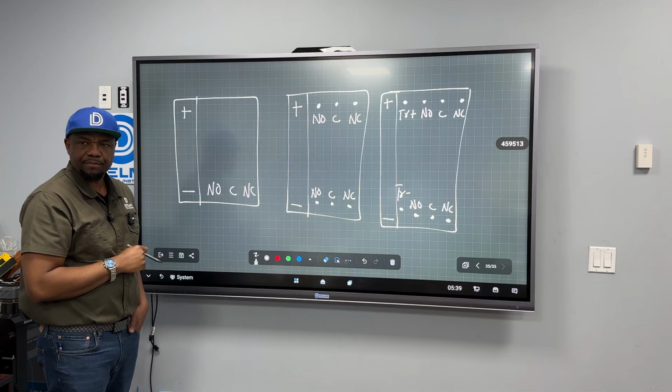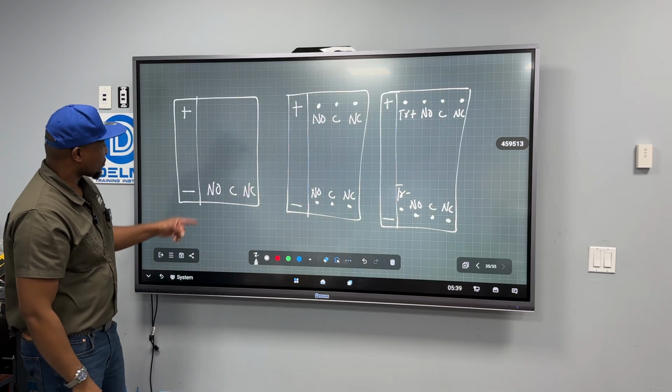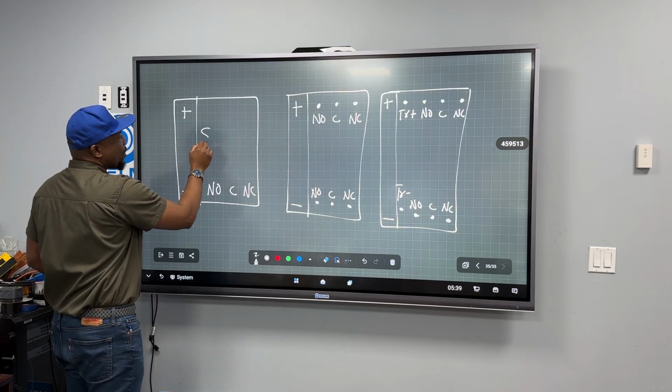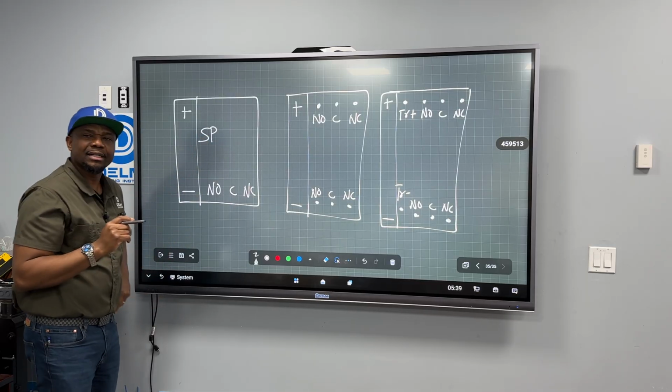Let's look at what these different relays are. This, who can tell me the name of this? It's a single pole, what?